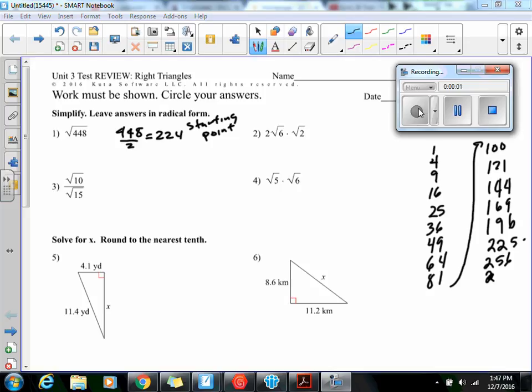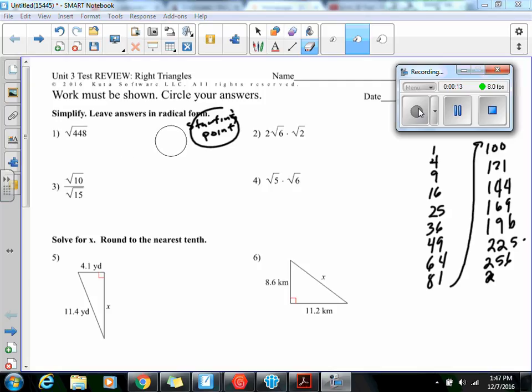In order to simplify the square root of 448, what I do is find a good starting point. So I took half of 448, which was 224, but I'm not doing anything else with that 224. It's merely serving as a number to tell me where a good starting point is in my list of square numbers.